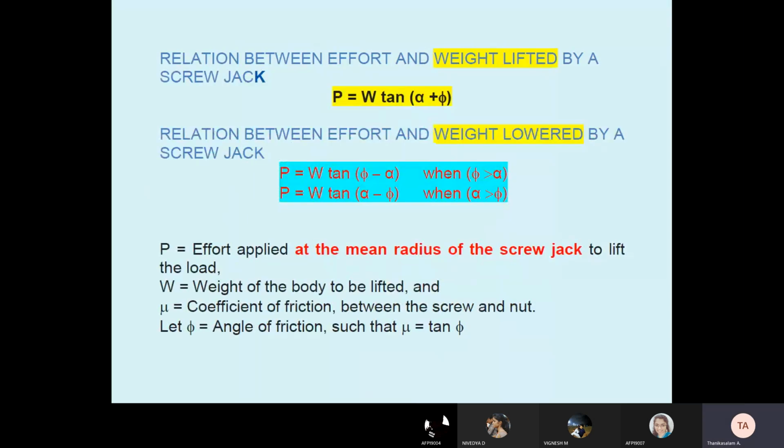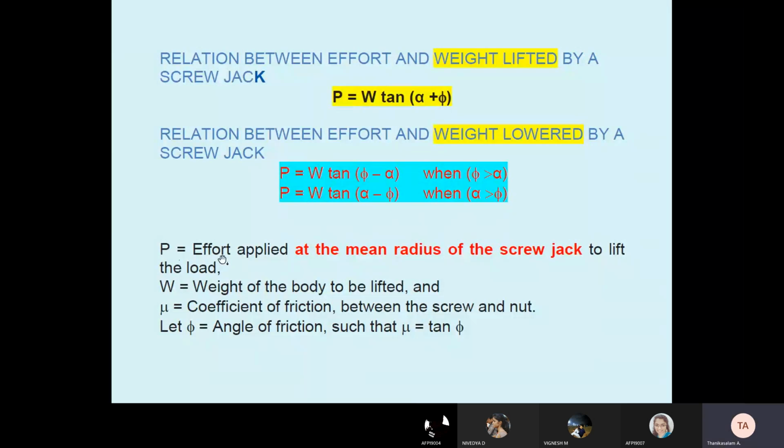So these are the two formulas. The relation between effort and weight lifted by the screw jack: P equal to W tan of alpha plus phi. The relation between effort and weight lowered by the screw jack: P equal to W tan of phi minus alpha. Suppose phi is greater than alpha, you can use the first formula. Suppose alpha is greater than phi, you can use P equal to W tan of alpha minus phi.